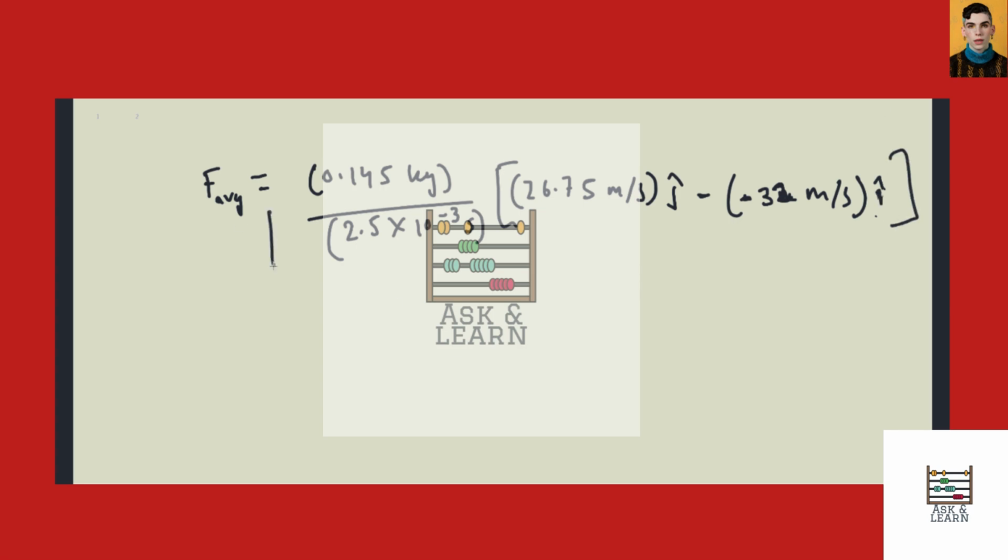And so you get finally that the average force is given by 1856 newtons i hat plus 1552 newtons j hat. Or you could say 1856 i hat plus 1552 j hat, which is altogether in newtons. And that's it.